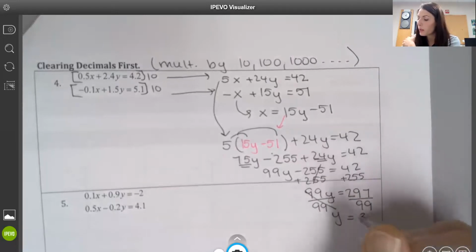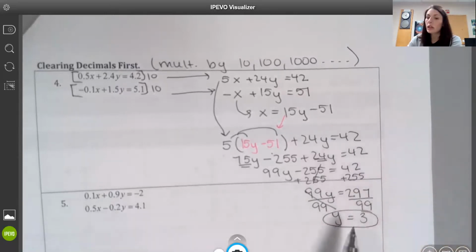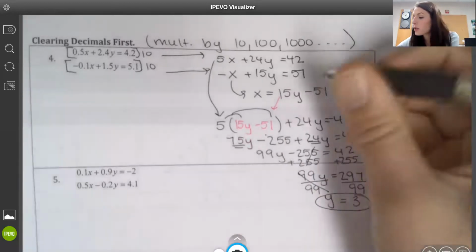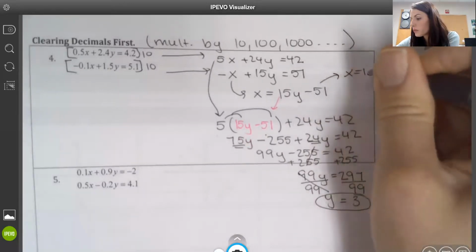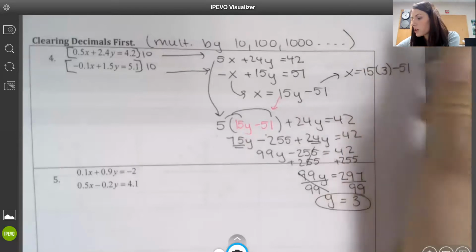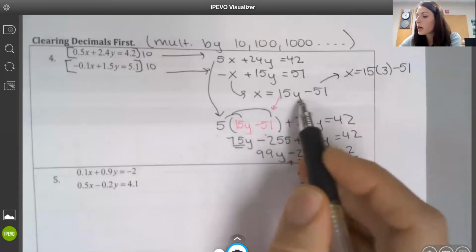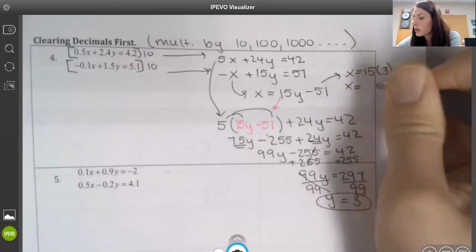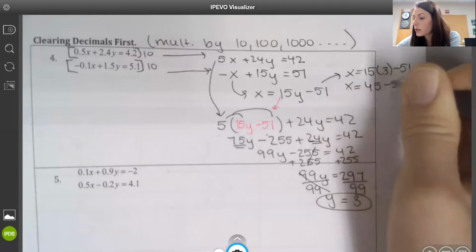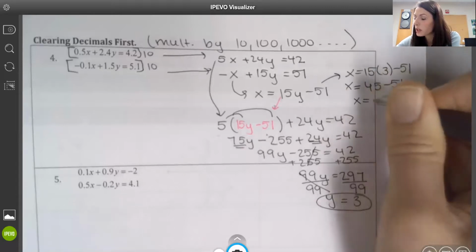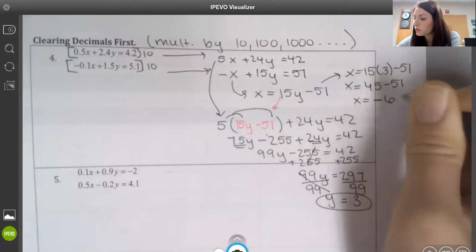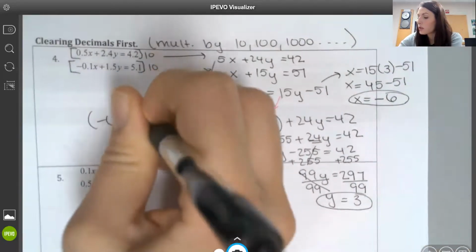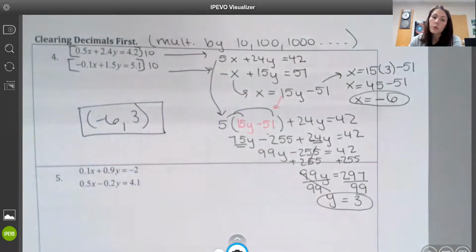Yeah, 3. So now that I know that y is 3, I can go back and substitute that in to my x equals equation. So instead of 15y subtract 51, now I have 15 times 3, or 45 subtract 51, which is going to give me a -6. And I have -6, 3 for my ordered pair there.